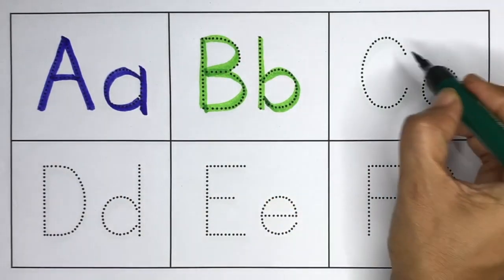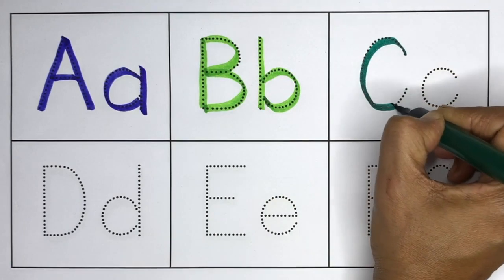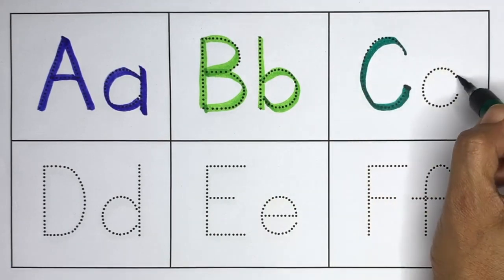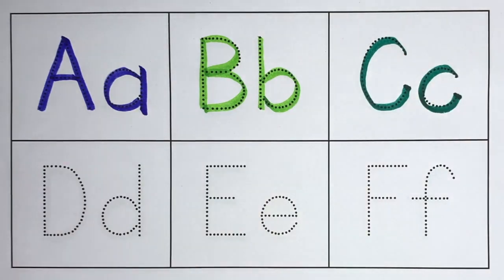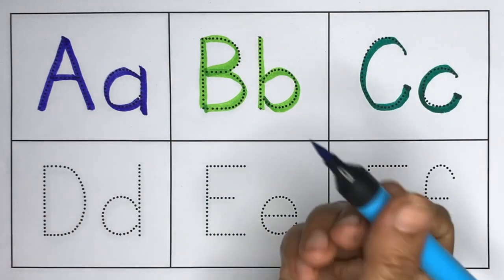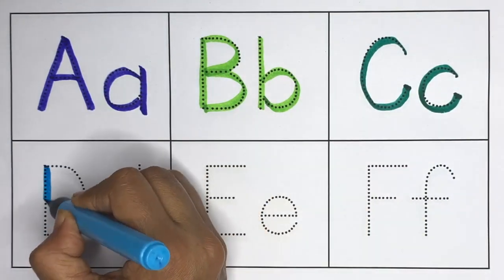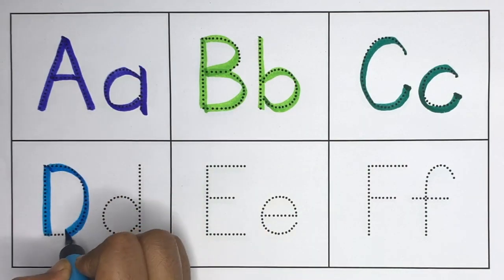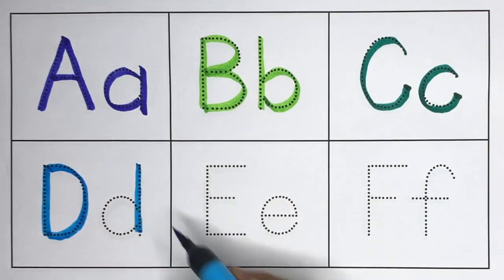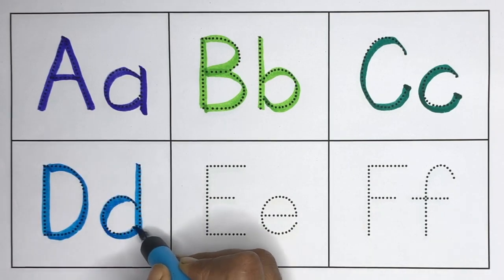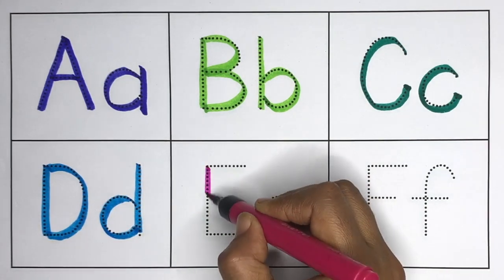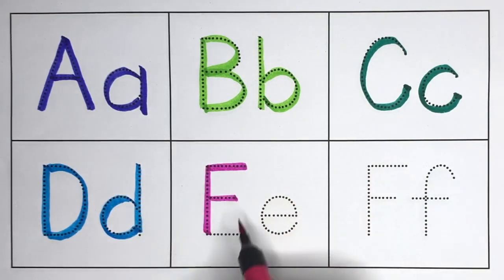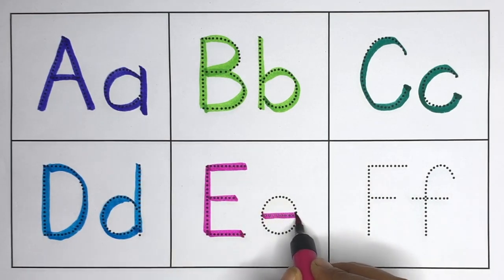Dark green color. C. C for cat. C for cat. Light blue color. D. D for dog. D. D for dog. Purple color. E. E for elephant. E. E for elephant.